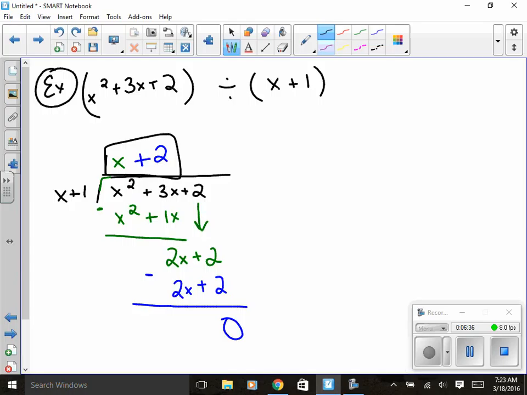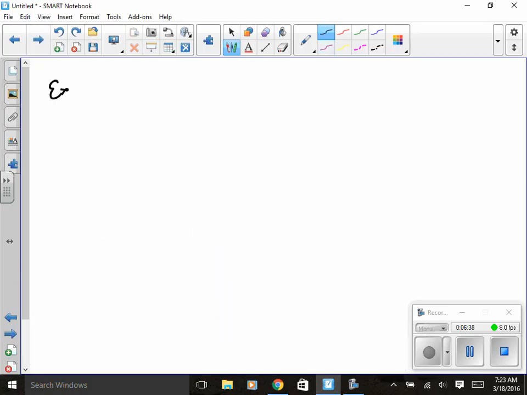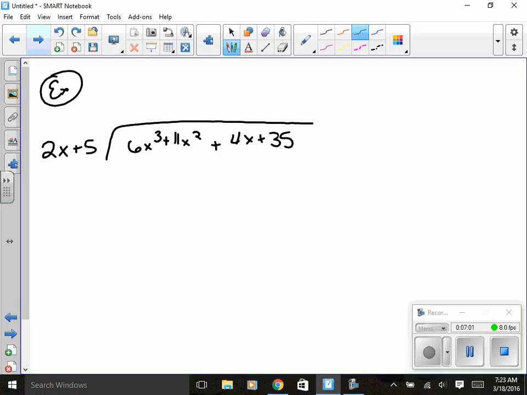We're going to do another one of these. Let's say that this time I have 2x plus 5, 6x cubed plus 11x squared plus 4x plus 35. Now this one's a little bit longer, but it's good practice. So I already know that I'm going to get a 6x cubed because that's what I'm looking for. So this number here is being distributed to the 2x and the 5.